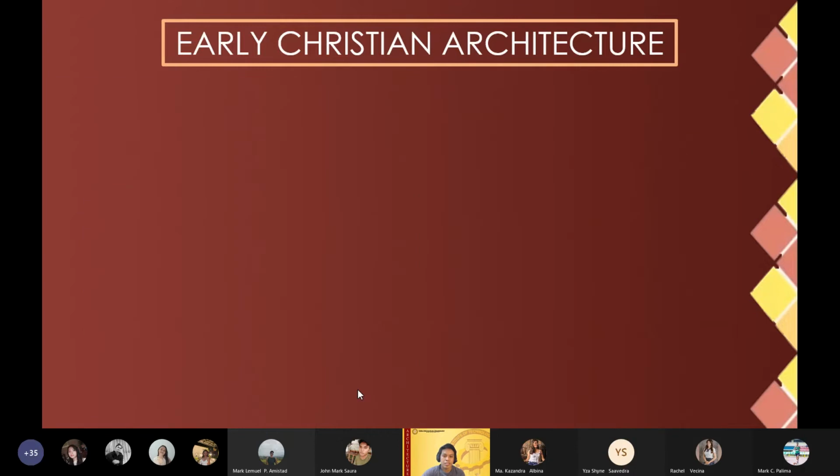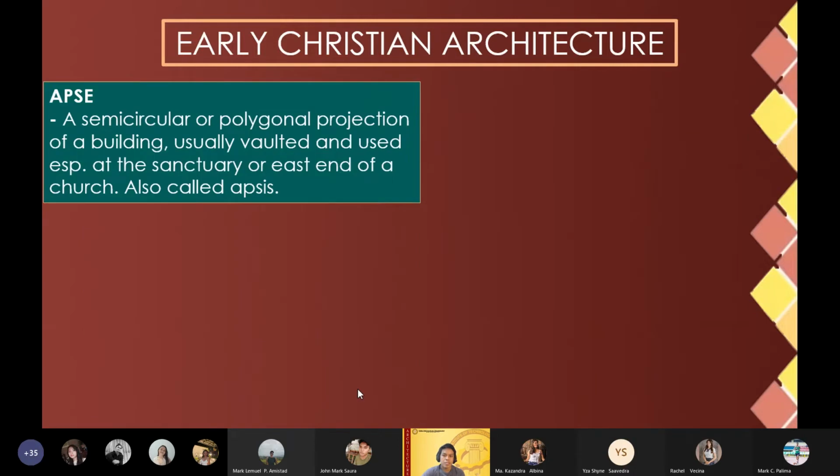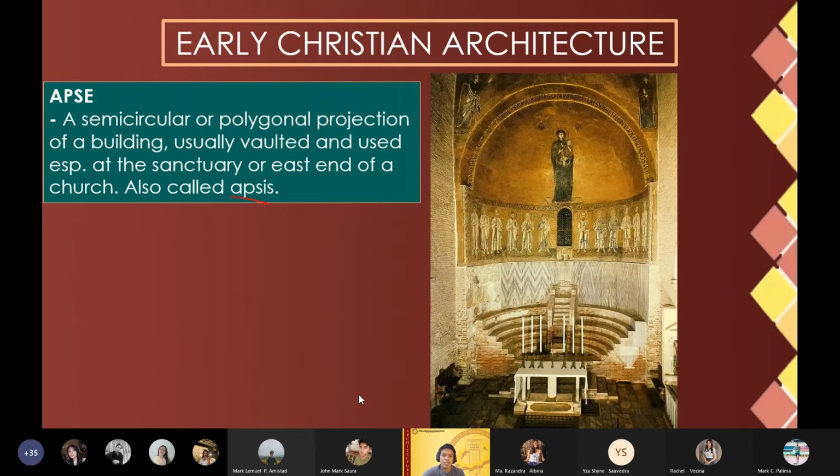Next. Apse. Unsa man ang apse? A semicircular or polygonal projection of a building, usually vaulted and used especially at the sanctuary or east end of a church. Another term niya is apsis. So, going back sa atong example, this one is the sanctuary, di ba?